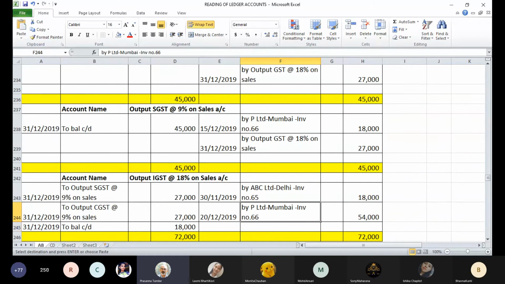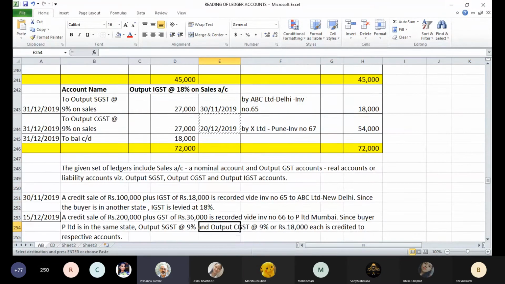But by mistake, what has happened? By mistake, on 28th December, that 54,000 is credited to IGST account. Actually, the party is Pune based. So logically, it should have been CGST and SGST, but 54,000 is wrongly credited to IGST account. Can you see this entry here? 28th December, IGST 54,000. So it is a wrong entry. We'll have to make a note of this.